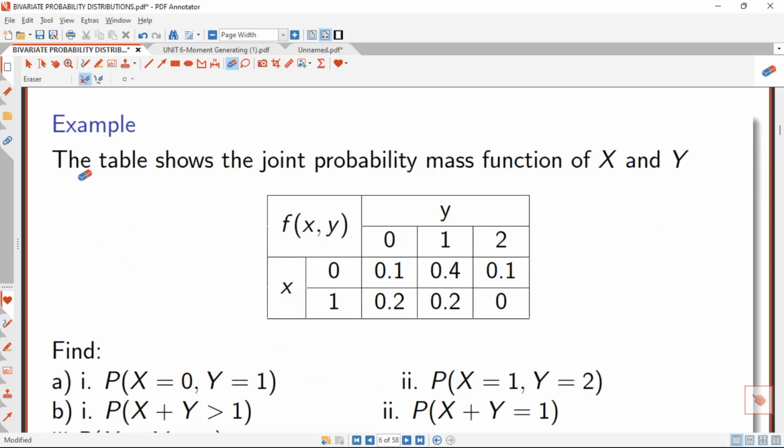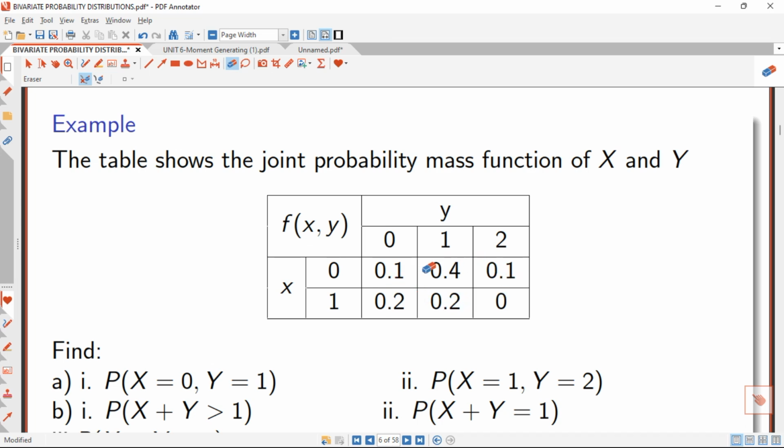Here the first example says the table shows the joint probability mass function of x and y. This is the table, and we have f of x comma y. At the top here we are seeing y, and down here we are seeing x. Under y we have 3 observations, that is 0, 1, 2, and under x we have 2 observations, that is 0, 1. So when we pair x and y, we get the probabilities here.